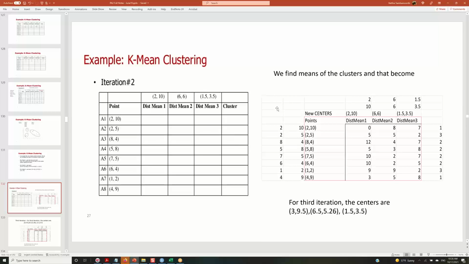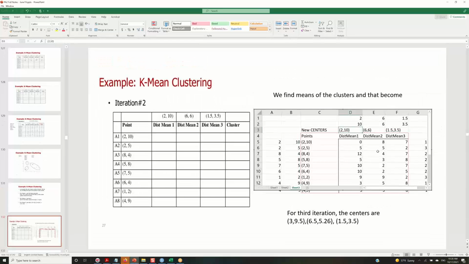Yes, sir. So these are the new centers. New centers are this. I calculate the distance. So this is the same as this point, so it is always 0. Now I have to do the calculation. This is an Excel file, so I did that using the calculation of Excel. See this one?